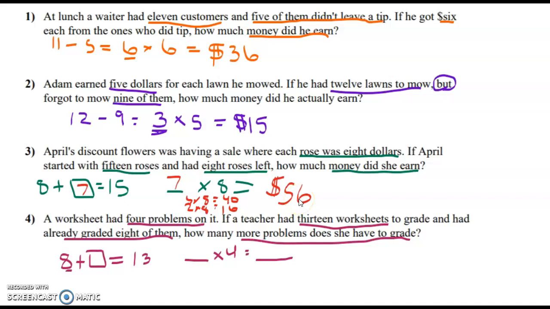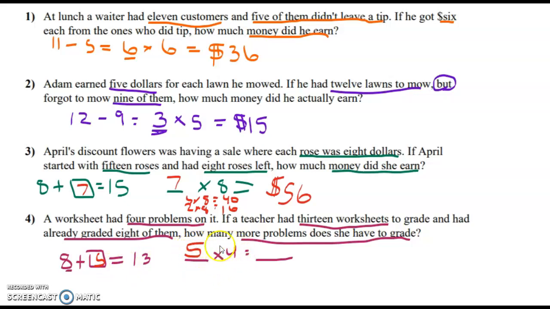Number 4. A worksheet had 4 problems on it. If a teacher had 13 worksheets to grade and had already graded 8 of them, how many more problems does she have to grade? Well, first I need to figure out how many worksheets or papers are left. She already did 8, and there's 13 total. So 8 plus 5 will get me to 13. So she has 5 worksheets left.